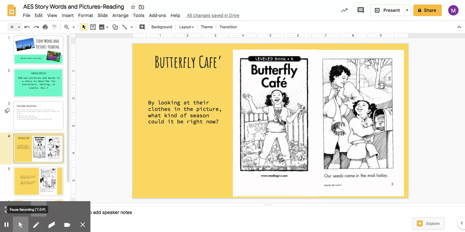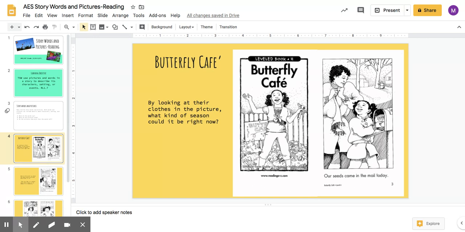Okay, our story today is called Butterfly Cafe. I'm not going to read you the whole story because you have the whole story in your home packet, but we are going to read certain pages so we can talk about words and pictures. By looking at the clothes in this picture right here, what kind of season do you think it is right now? What does the picture show you about what season? Is it spring, summer, fall, or winter?